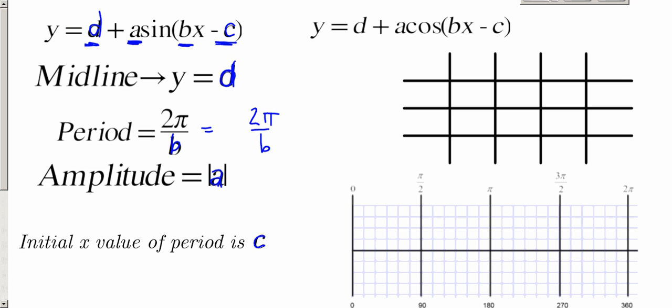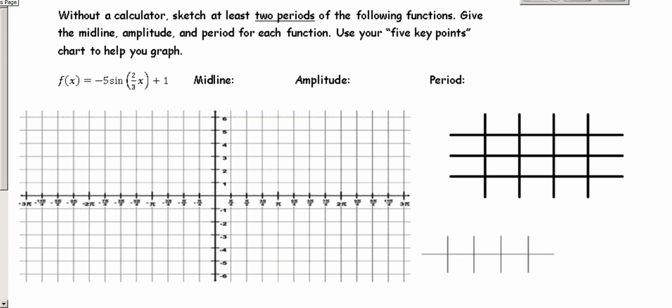So let's look at our problem here, and I want to start by doing the basic sine of theta. So when I have the basic sine of theta, the d value is 0 because there's nothing added or subtracted in front. The a value is 1. Assume there's a 1 there. The b value is also 1. We assume there's a 1 here. And the c value is 0 because there's nothing added or subtracted to the angle.